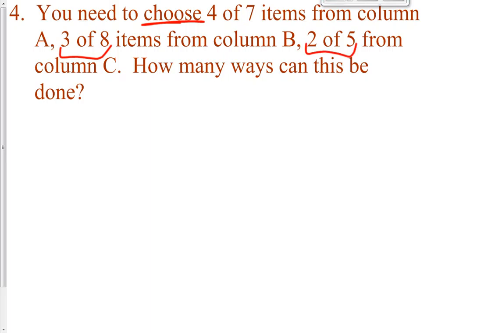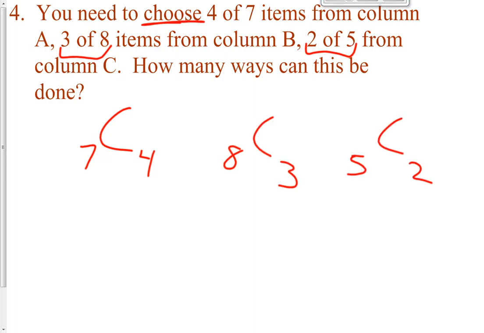So this is telling you that it's a combination, especially when it doesn't tell you what the item is. If it's not very specific or precise, it's going to be a combination. So there's 7 items and you have to choose 4 of them. And there are 8 items and you need to choose 3 of them. And there are 5 items and you need to choose 2 of them.